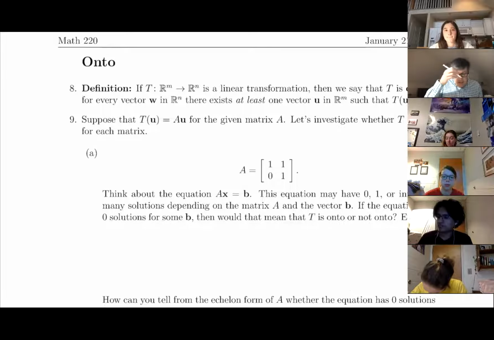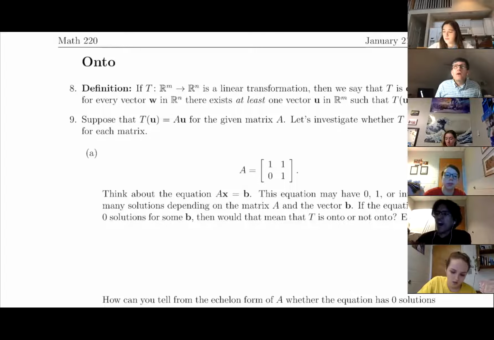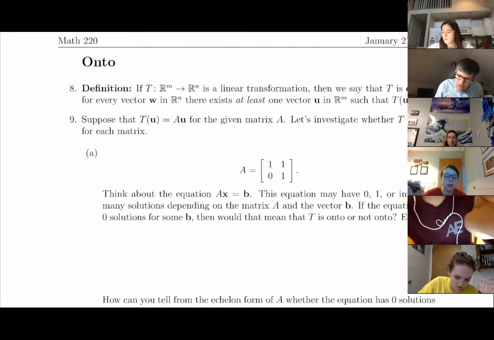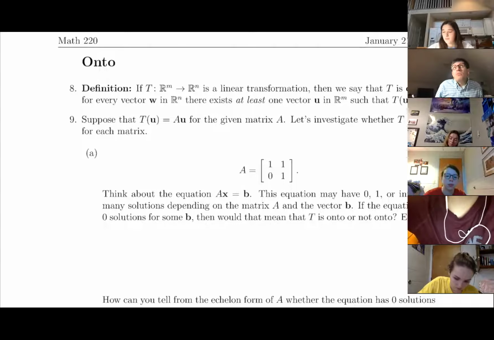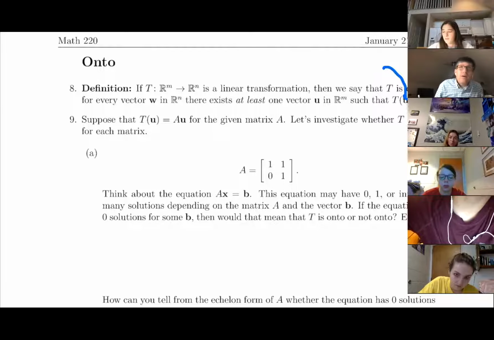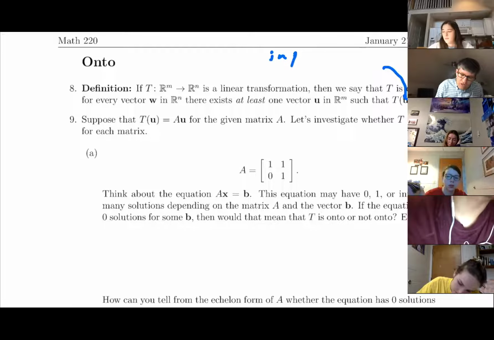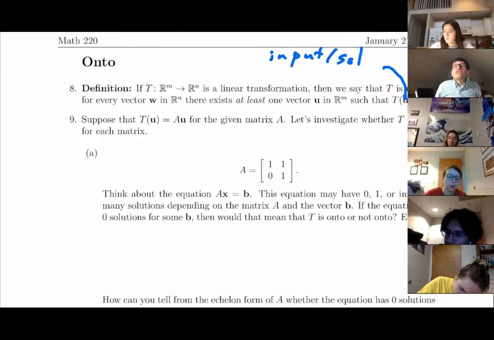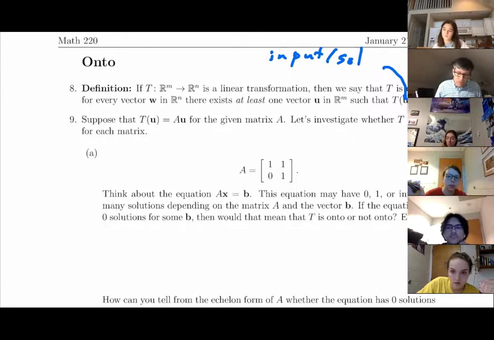All right. So let's see about ON2. The definition says, T is onto if for every vector W in Rn, there exists at least one vector U in Rm, such that T of U is equal to W, right? So again, I'm thinking of this guy right here as an output, or a possible output. And I'm thinking of this thing right here as an input or a solution. This is the input, which I should also be thinking of as a solution to an equation. That thing on the inside, the U, is a solution, if there is one, if there is such a U.